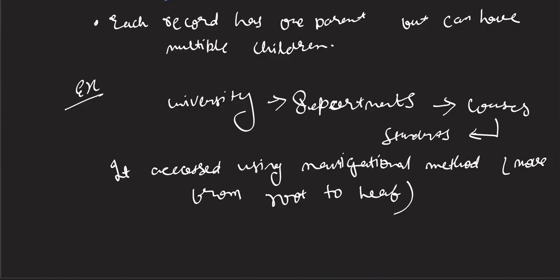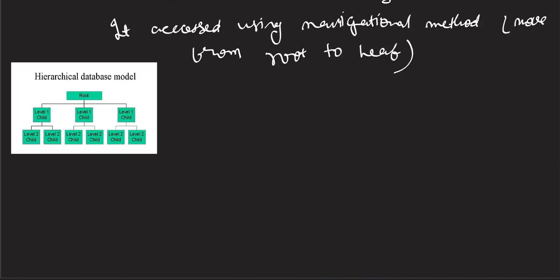So let's see one example. Here you can see there is one root node. This is the root node, and from the root there are so many child nodes. This is your level one. And from each child, there are some children, okay? So this is called L2.